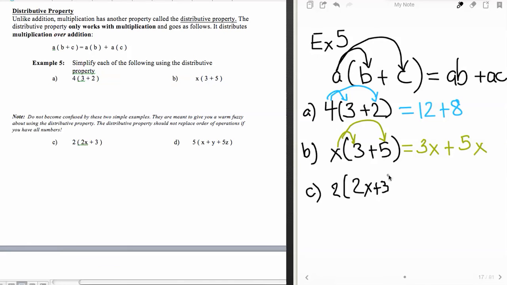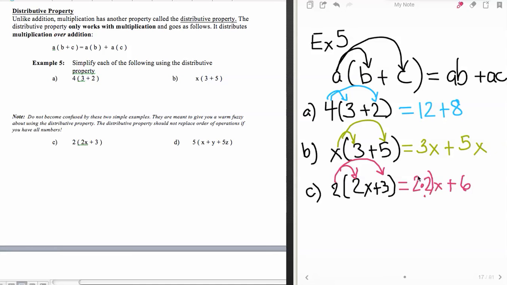All right, our part C, we have 2 times 2x plus 3. And the distributive property with that one, we're going to go ahead and distribute the 2 across. So we have distribute there and distribute there. Now when we do this time, we're actually going to be using an associative property. This says 2 times 2x, and then plus 2 times 3, which we know is 6.